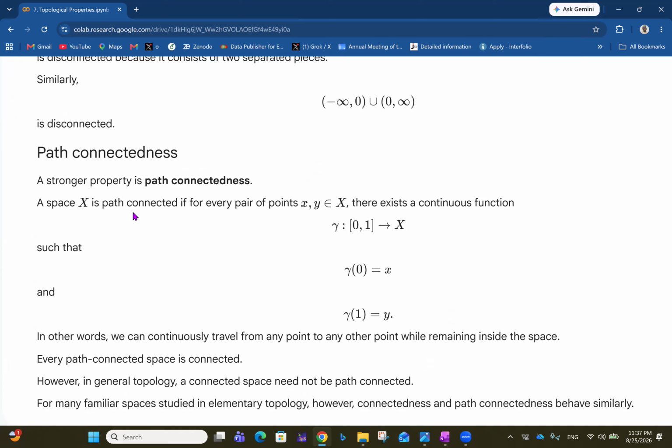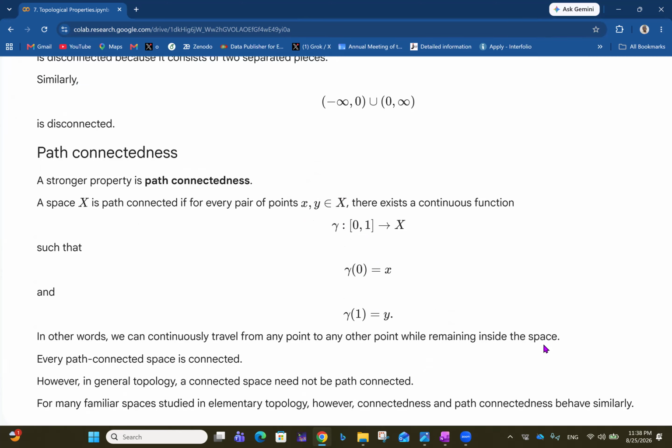So a space X is path connected if for every pair of points x, y belonging to X, there exists a continuous function gamma from the closed interval [0,1] to X such that gamma of 0 is x, and gamma of 1 is y. In other words, we can continuously travel from one point to any other point while remaining inside the space. So we have a good example in a circle. You can keep stretching the circle out until you get an ellipse.